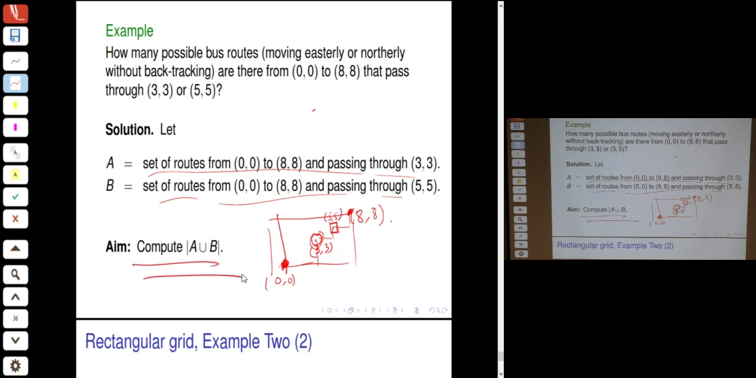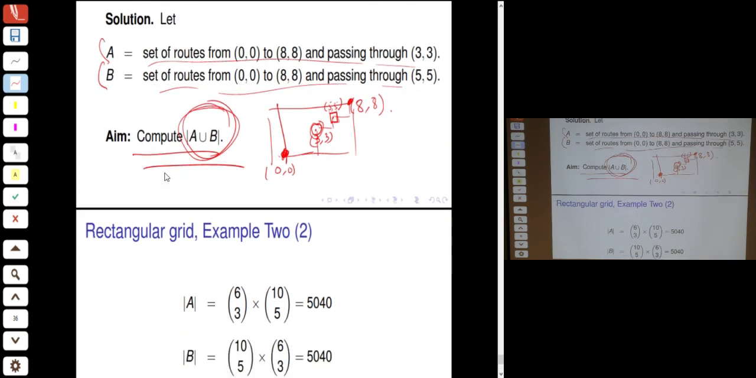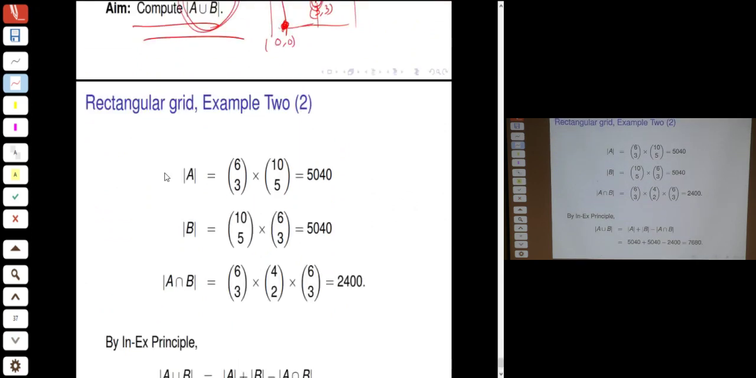So you want your path to either go through (3,3), that is, it should belong to the set A, or it should go through (5,5), which means that it should belong to the set B. So either B or A, which is A union B. Okay? And you want to find the total number of paths which either satisfy the condition of A or satisfy the condition of B. Okay? So in other words, you can look at the set of paths which are in the set A union B and compute its size. So how do you do that?